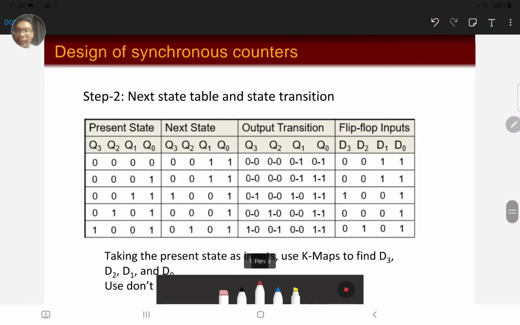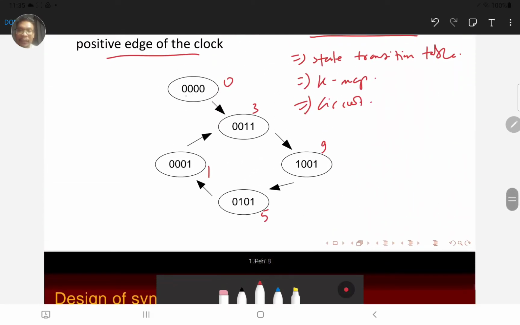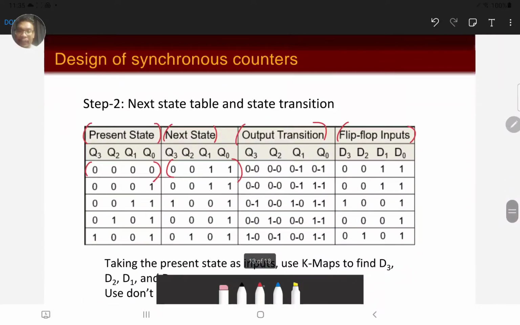We know that we have the present state, next state, output transition, and flip-flop inputs. If we are in 0, the next state will be 3. If we are in 3, the next state will be 9. If we are in 1, the next state will be 3. 5 goes to 1, 9 goes to 5. So complete the present state, complete the next state, and then we have the output transition.